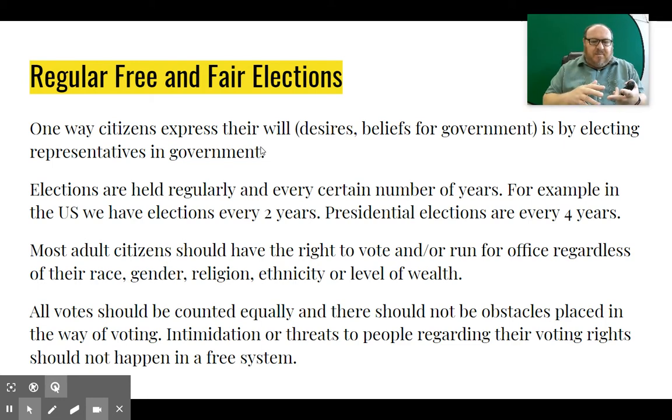Requiring some form of a registration card, a voter registration card that you have to carry with you, can be an obstacle to voting because that means somebody has to get to a government office and get that document. It's not part of a free system, right?